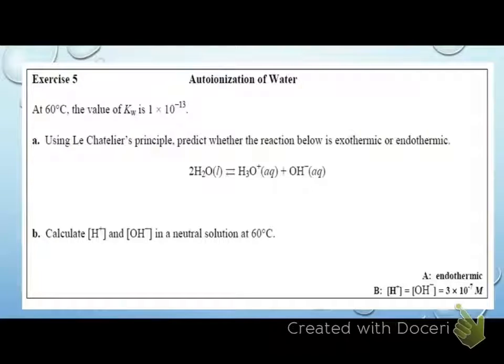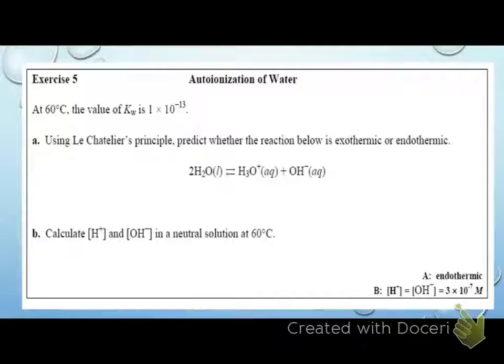So at 60 degrees Celsius, which, by the way, the value is tied to temperature, the Kw is 1 times 10 to the negative 13. So, first of all, using Le Chatelier's principle, predict whether this reaction is exothermic or endothermic. I know the paper says what it is, but you have to tell me why. Well, what does the Kw value tell you about it? It's really, really small.